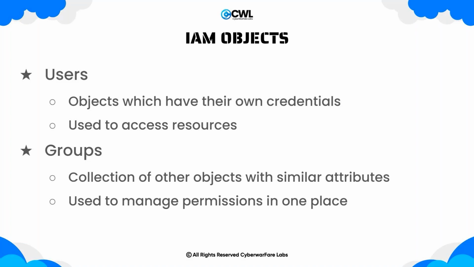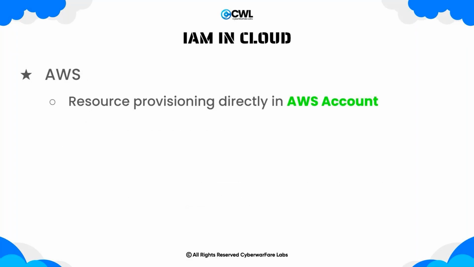Now, let's talk about how this IAM actually works in the cloud. So first, let's see AWS. When we are creating an AWS account, resources are provisioned inside that account itself. An account is a sort of container through which different resources are provisioned. And the account owner is the owner of these resources unless we specify other users and IAM things, which we will be seeing in a bit.